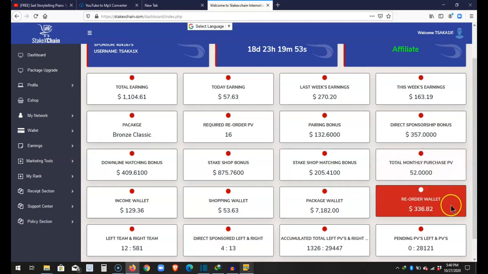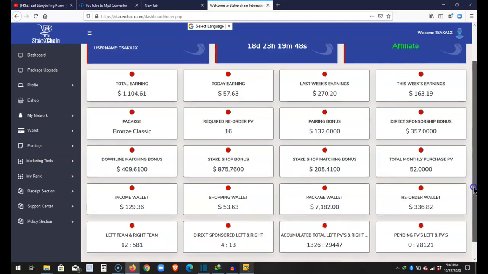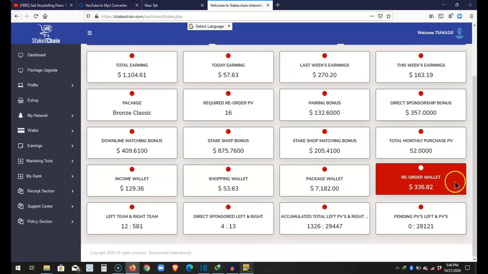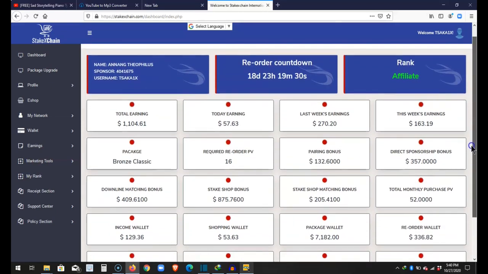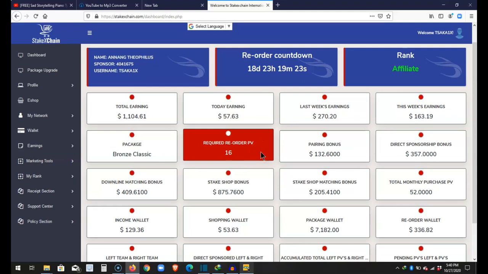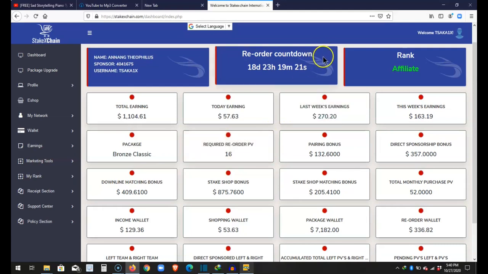So that is what the reorder wallet does for you as well. That is what you use it for. So the advice here is that when you have cash over here, avoid using it to shop. If you want to shop, you can use this one to shop for any product that you want any time of the month. But when it comes to the reorder wallet, you always make sure you wait. When the reorder countdown is over, then you reorder. So one thing you need to know is that the reorder wallet, the required reorder PV, and the reorder countdown, these three are linked together. That's how it works.